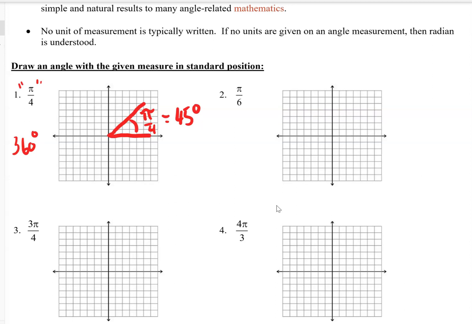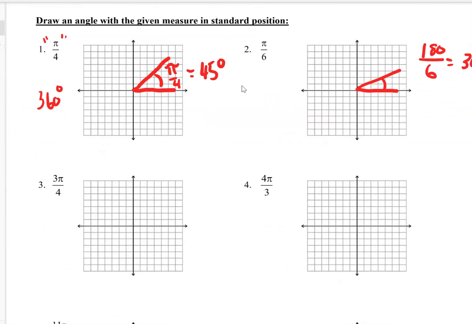Next, pi over 6. Well, okay, so the whole thing is pi. So for pi over 6, we're going to go 1/6 of the way around our first semicircle, or 180 degrees divided by 6, 30 degrees. Our next angle, 3 pi over 4. Well, if 1 pi over 4 is 45 degrees, then for 3 pi over 4, we're going to go 1/4 of the way, 2/4 of the way, 3/4 of the way around. A total of 225 degrees.